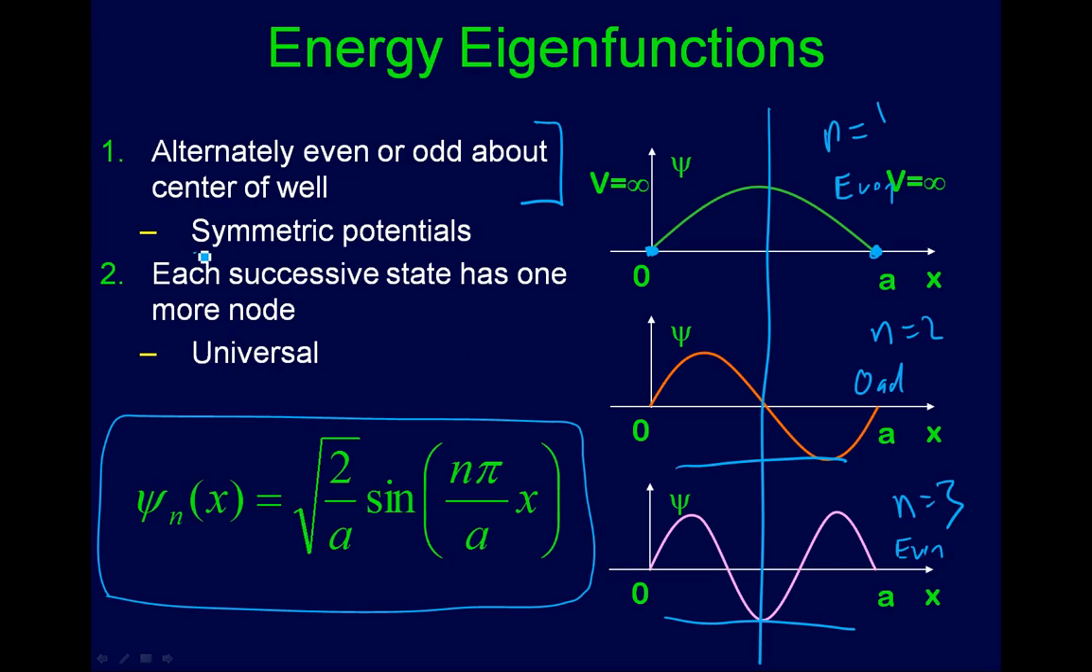And so for symmetric potentials, which this potential is, right? It was just 0 from 0 to A. This will always be true. So this can be useful. Remember, because symmetry can be really helpful.